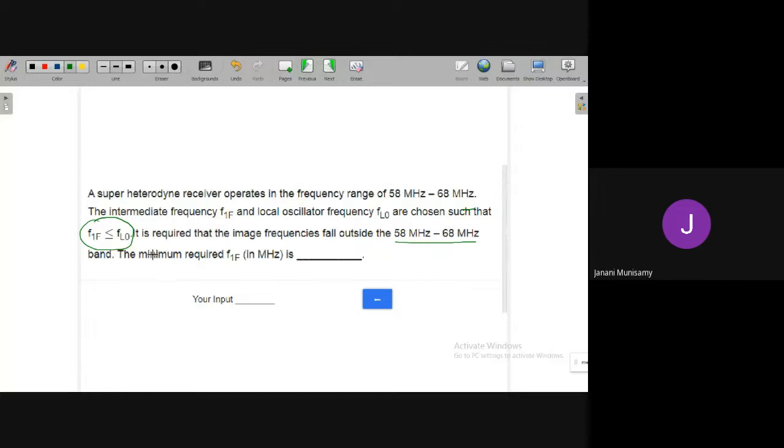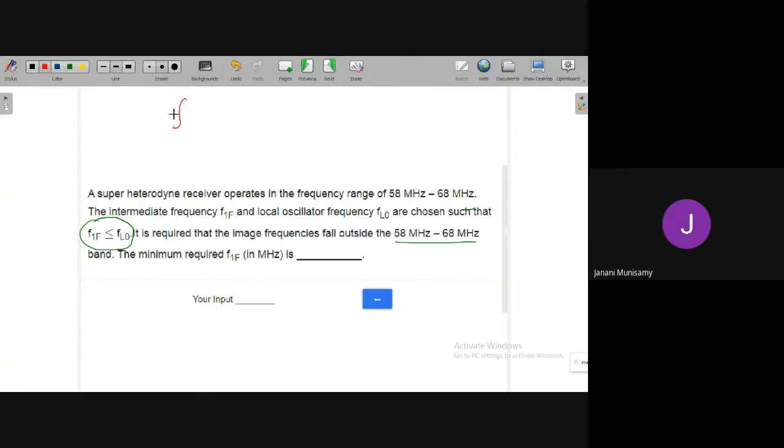So what should be the minimum IF? Okay, if you choose IF as high as possible, definitely it will fall outside. But what is the other problem? Design becomes difficult. So you have to choose IF in such a way that design is also easy, and also image goes out of band.